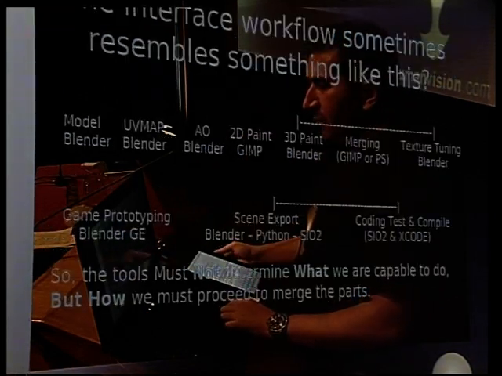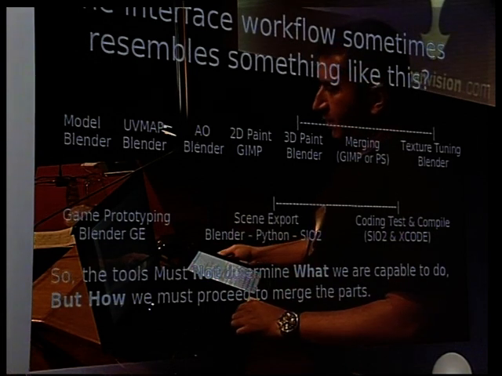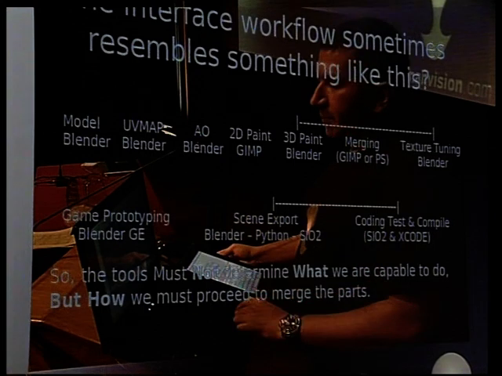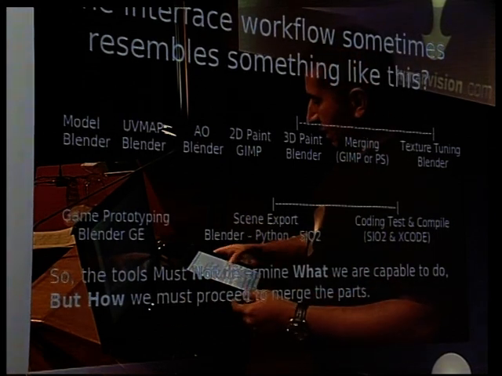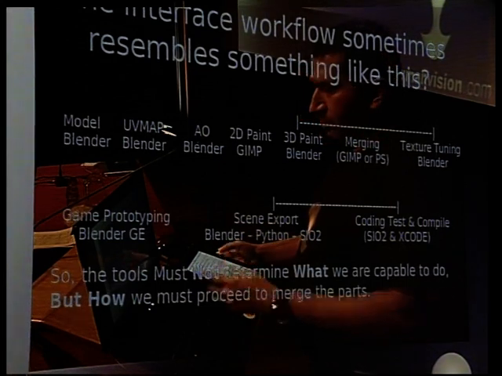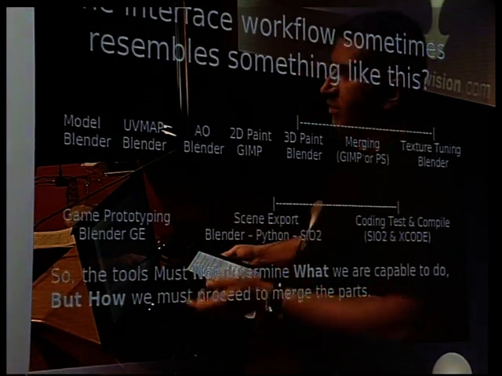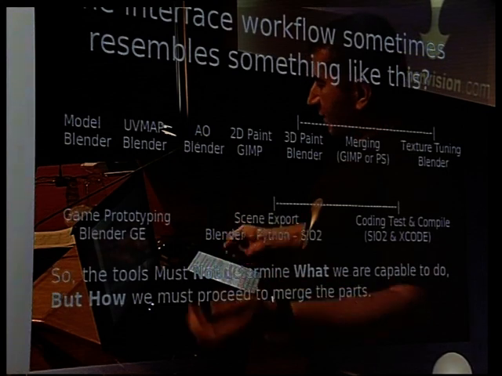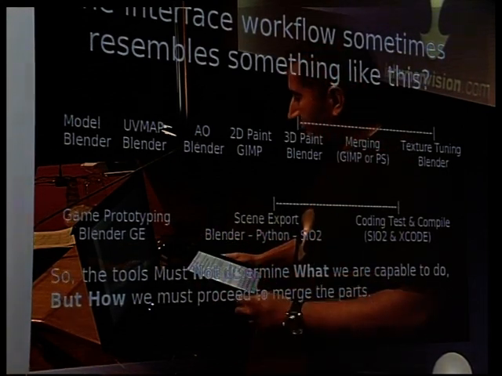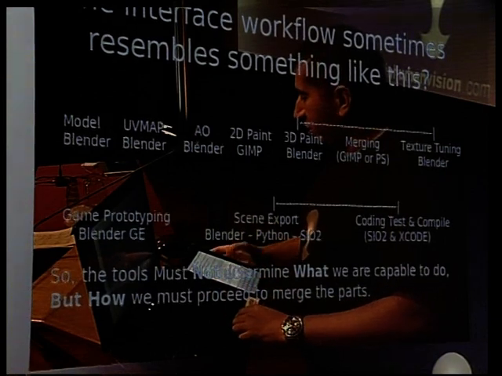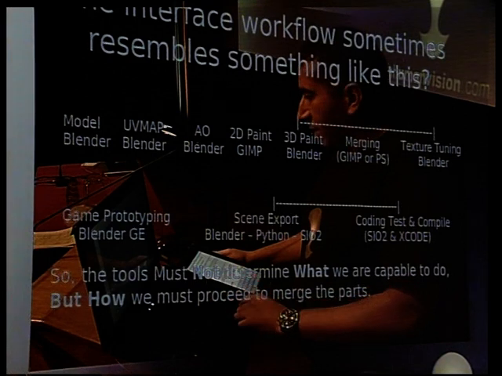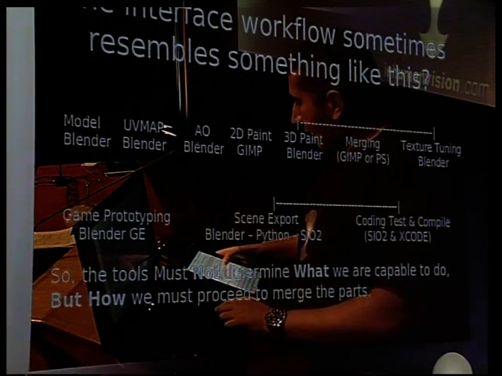So my interface, well, workflow or pipeline, sometimes resembles something like this. I just start modeling in Blender, UV mapping as well in Blender, so the interface is direct. I could, for instance, use UV mapping in another tool, but it's not necessary because Blender has exceptionally good UV mapping tools. Same happens to AO, ambient occlusion, because Blender has very good generation of it.